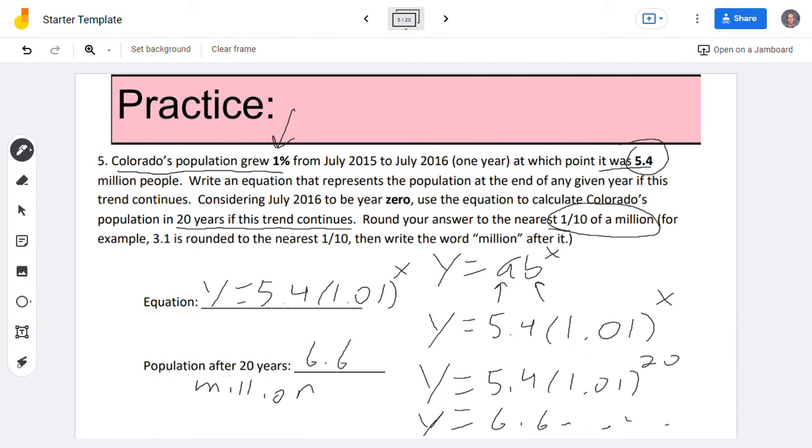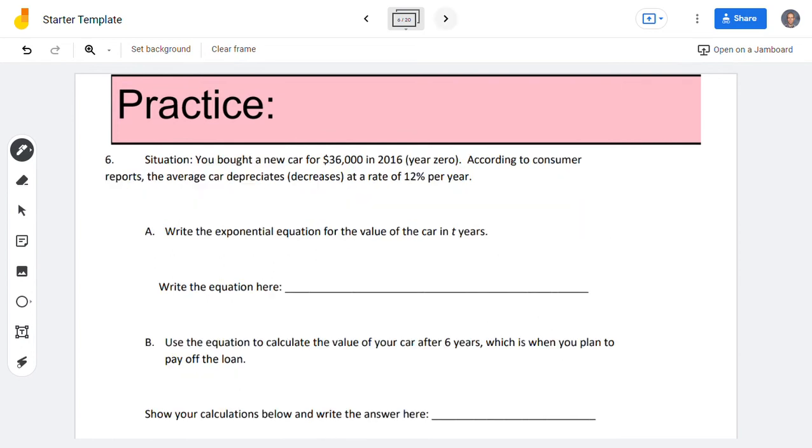Make sure that you have those labels right there. So when you are done, we know what we're talking about. And our last question asks us to calculate the value of a new car that we purchased after a certain number of years. So we can see that we bought a new car for $36,000 here in 2016. And the depreciation rate on the average car is 12% per year.